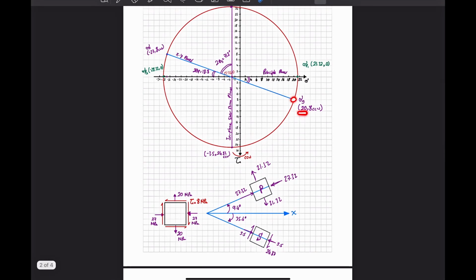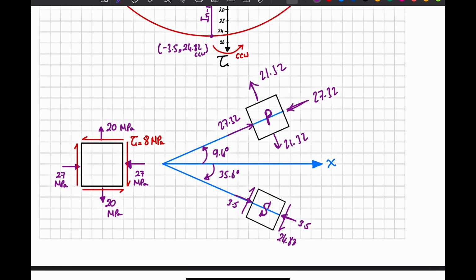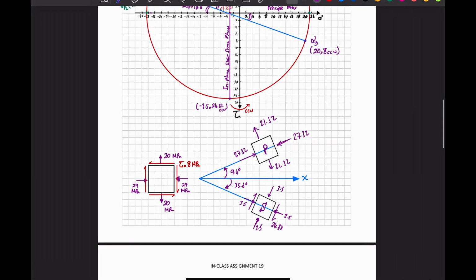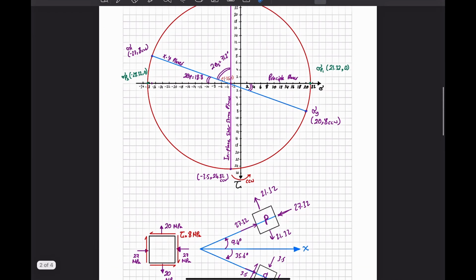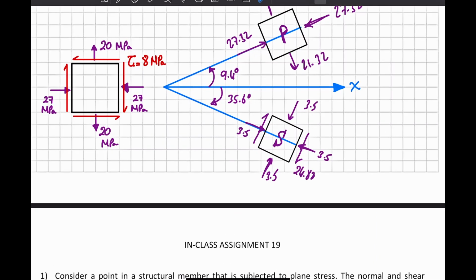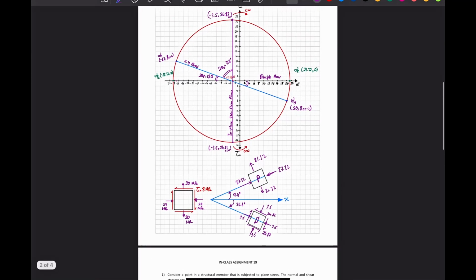So the y went from 20 to negative 3.5. So I'm going to put here 3.5 in compression, 3.5 in compression. And then for the shear, I went from 8 clockwise to 24.8 clockwise, which is here, 24.82. And now I am done with the first problem.